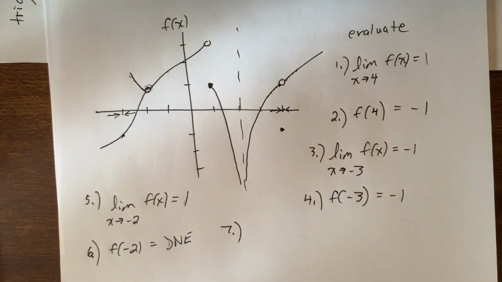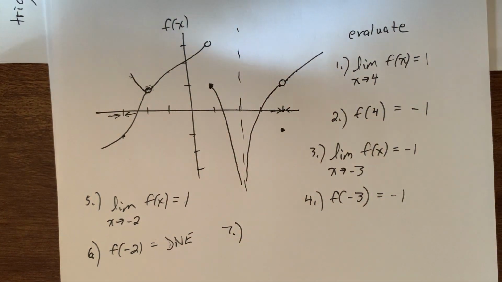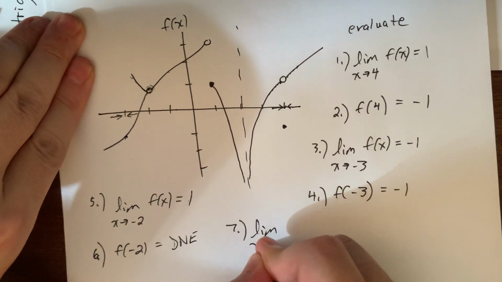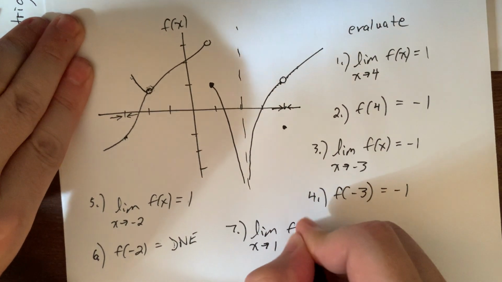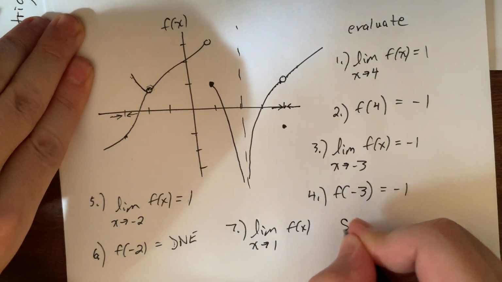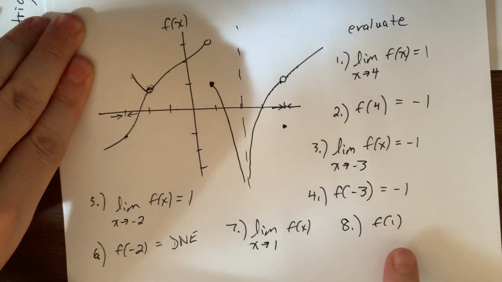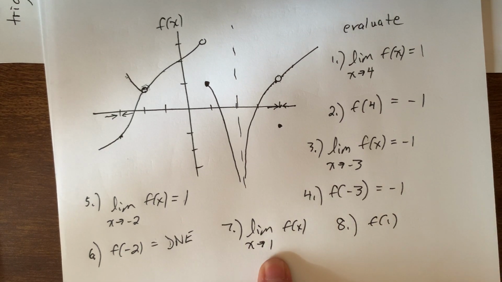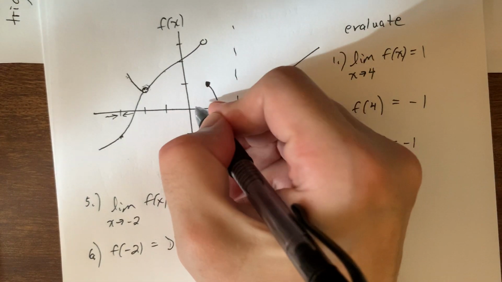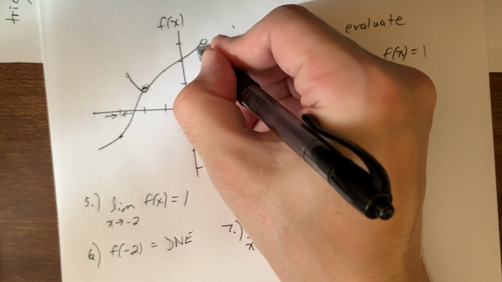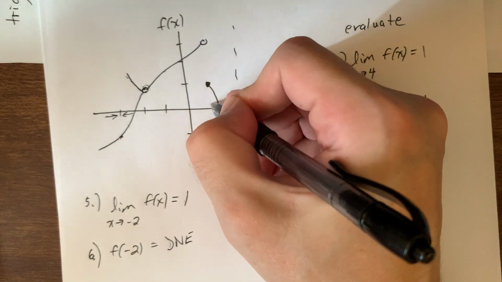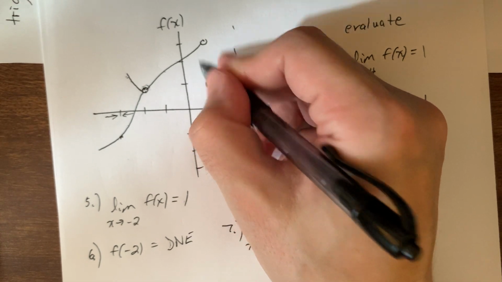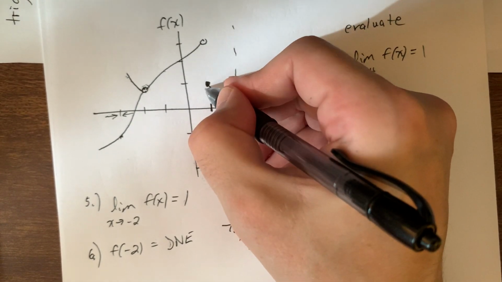Let's keep going. Number 7, let's focus on x approaches 1. The limit as x approaches 1. And we'll do number 8, f of 1. The limit as x approaches 1. Well, from the left, these points are taking us up here. From the right, these points are taking me down here. And these two are not coming together.